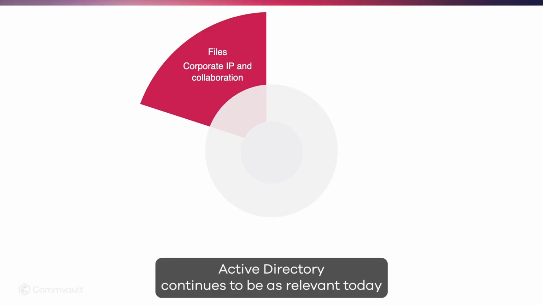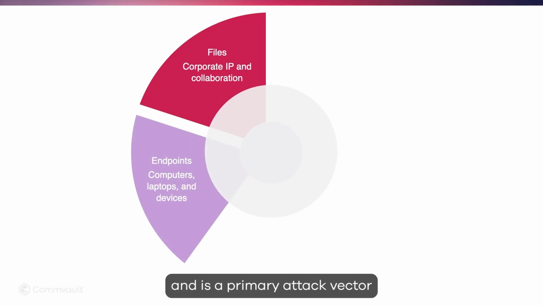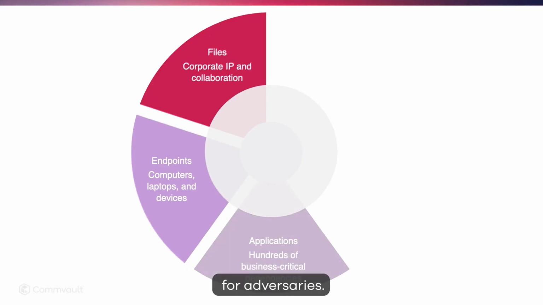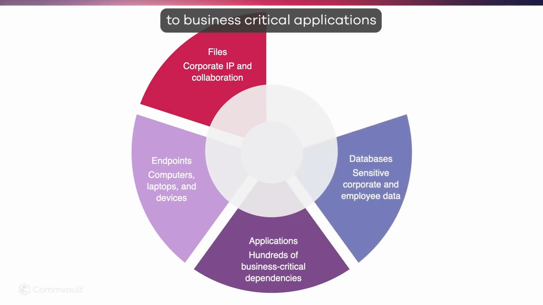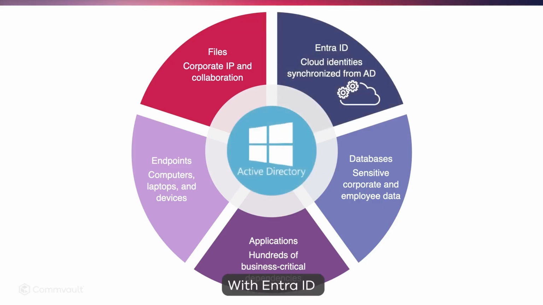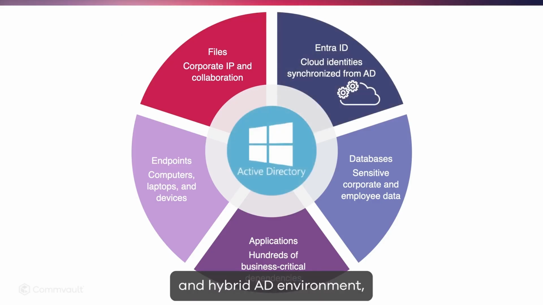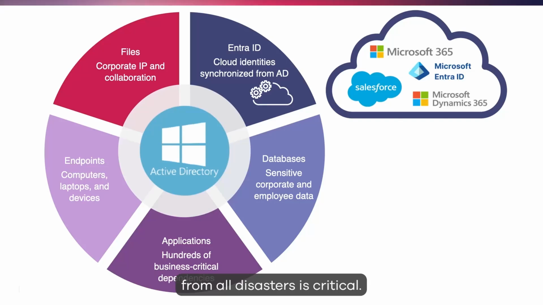Active Directory continues to be as relevant today as it was 20 years ago, and is a primary attack vector for adversaries. As the cornerstone of your network, Active Directory controls user access to business-critical applications and resources as businesses extend their directories to the cloud. With Entra ID and hybrid AD environment, it's only grown. So ensuring your Active Directory and Entra ID estates are protected from all disasters is critical.